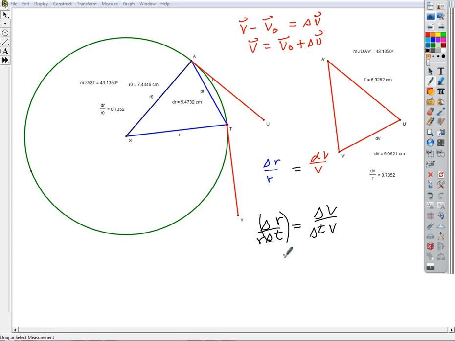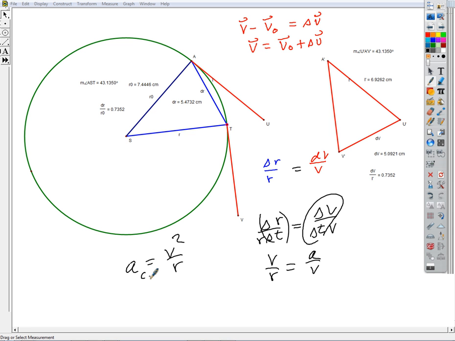So what we've got here is v over r equals, now what is delta v over delta t? Acceleration. Acceleration over v. If I solve that for a by multiplying each side through by v, aren't I going to get the equation a equals v squared over r? That is my equation for centripetal acceleration. That's how we can calculate it. That's the actual equation, yeah.